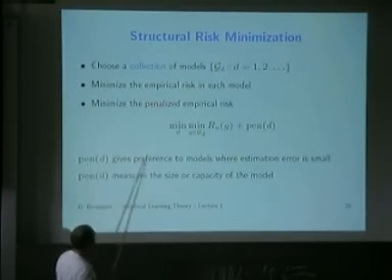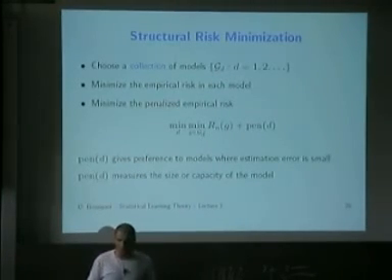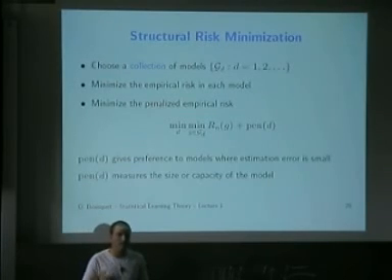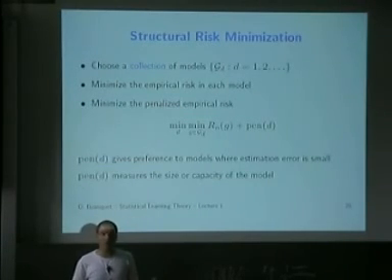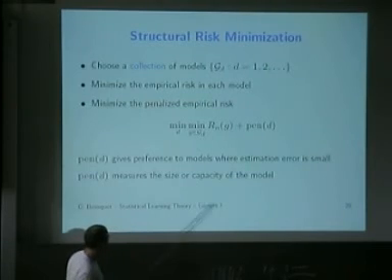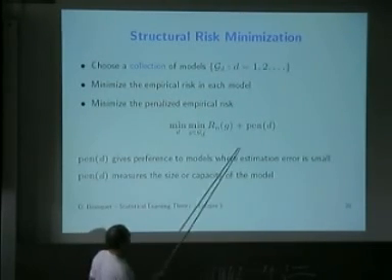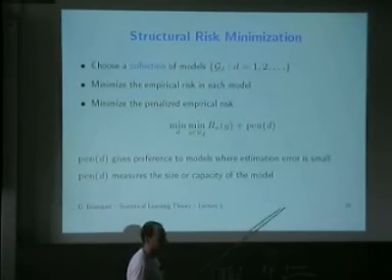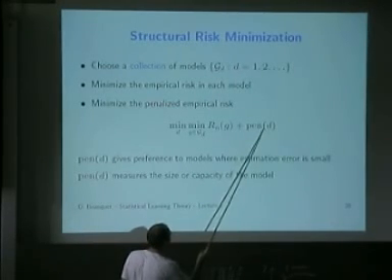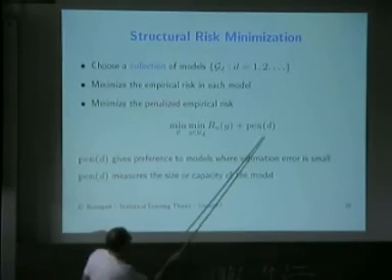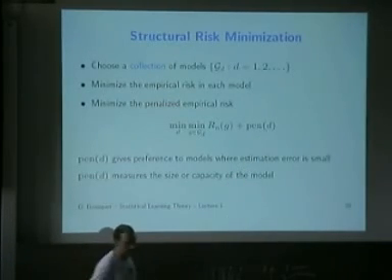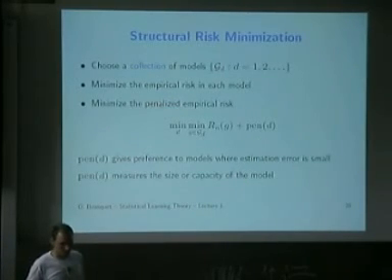And this penalty gives preference to models that have small size, and these are the models in which we will be able to show that the estimation error is small. Yes, sorry. The penalty depends on the sample size, but I didn't want to put an n here, otherwise it would have been data dependent. But okay, you can say d, comma, n here.